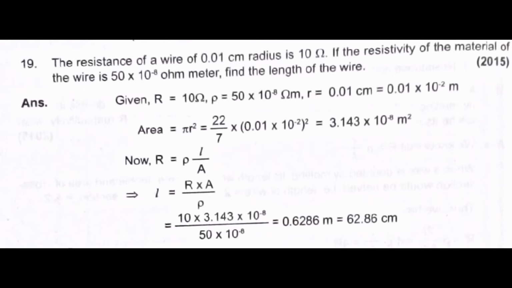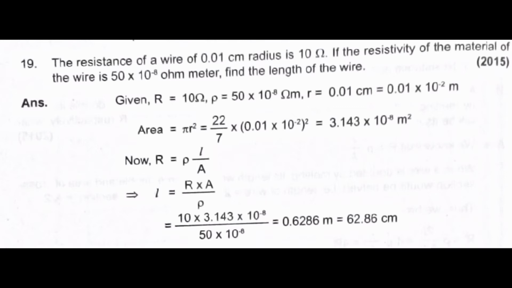So we can convert centimeter into meters. How will we do that? That is 0.01 into 10 raised to minus 2 meters. Now how can we find the length? The equation connecting resistance, resistivity, length and area is R is equal to rho into L by A. When we rearrange the equation, we get the length, that is L is equal to R into A by rho. But the problem is that here we don't have the area. How can we find the area of the wire? Area is equal to pi r square. So we can calculate that first.